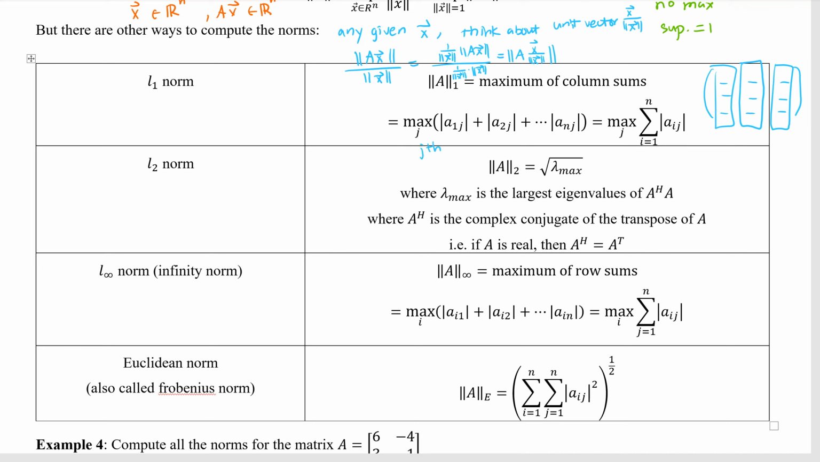So this is the jth column. For the jth column, when you add them up, the entries are A1j, A2j, and Anj. Okay? And what is the L2 norm? Well, the L2 norm is actually the square root of lambda max. Lambda max is the largest eigenvalue of the matrix A Hermitian transpose A.